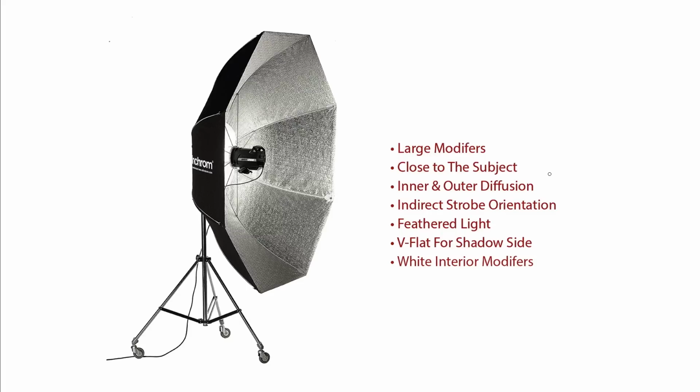You want to have indirect strobe orientation. Again, just like we said in hard light where we had our light facing toward our subject, now we have our light, you can see here, facing in toward the back of the umbrella, right, or the octabank. And this is a 74-inch Elinchrom octabank, and it's indirect.